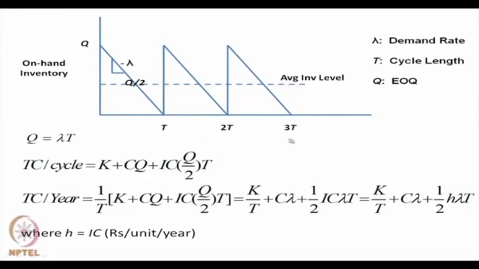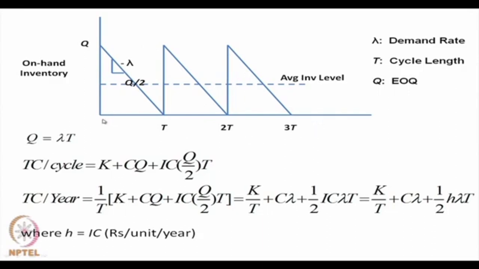We can show this in the form of a diagram such as this. In this diagram, the x axis is time and the y axis is the on hand inventory. If we have a maximum amount of inventory held as Q, and lambda is the demand rate and T is the cycle length, then after T time, this Q will be depleted to 0, and then we place an order for Q items, and since the supply lead time is equal to 0, it is immediately obtained in the stock, and then because of the continuous demand, it continuously falls, and this continues in a cyclical manner. This looks like a sawtooth, and therefore this diagram is known as a sawtooth diagram.